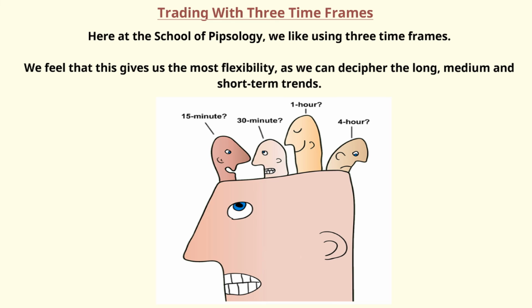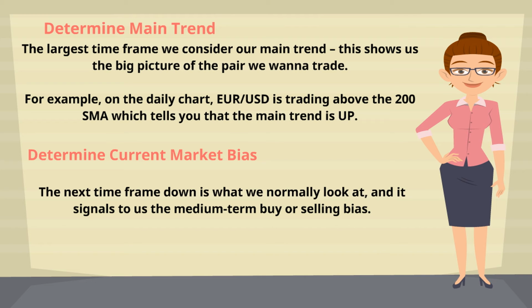Trading with 3 time frames. Here at School of Pipsology, we like using 3 time frames. We feel that this gives us the most flexibility, as we can decipher the long, medium and short-term trends. Determine main trend. The largest time frame we consider our main trend. This shows us the big picture of the pair we want to trade. For example, on the daily chart, euro to US dollar is trading above the 200 SMA, which tells you that the main trend is up.